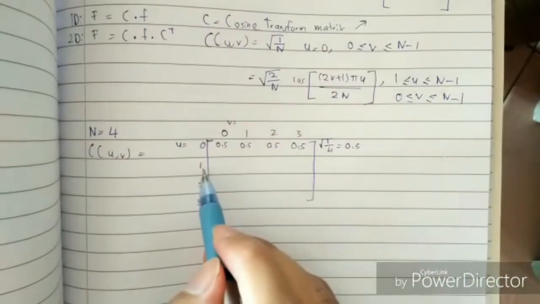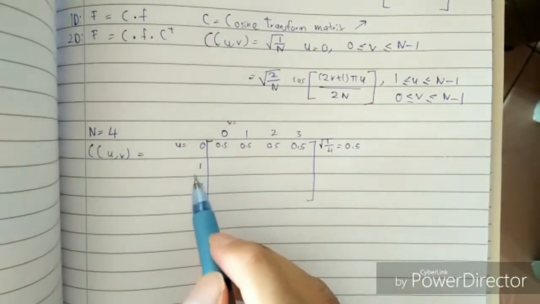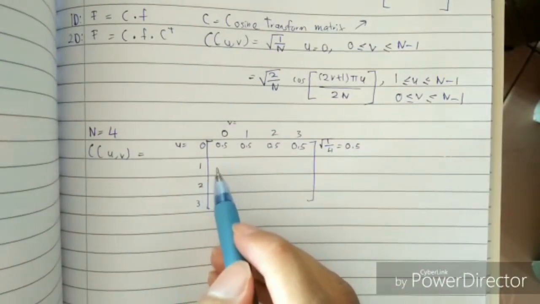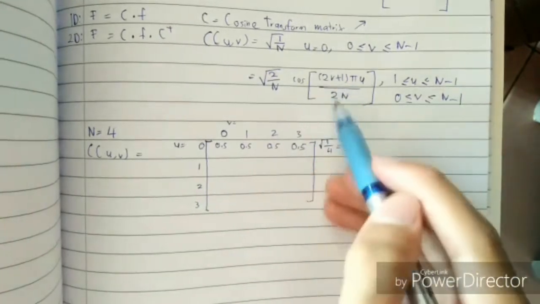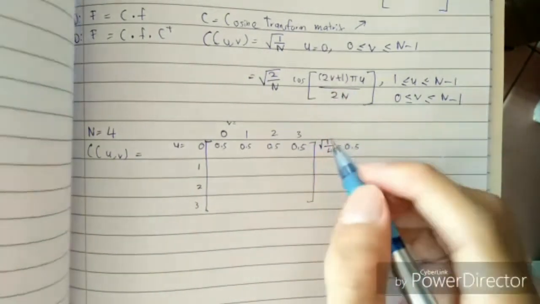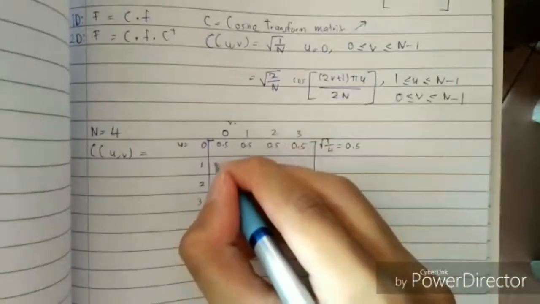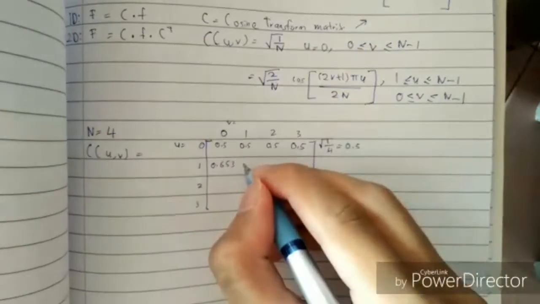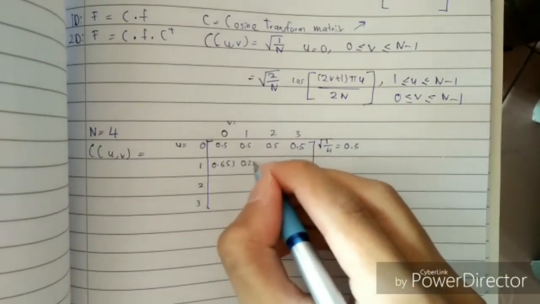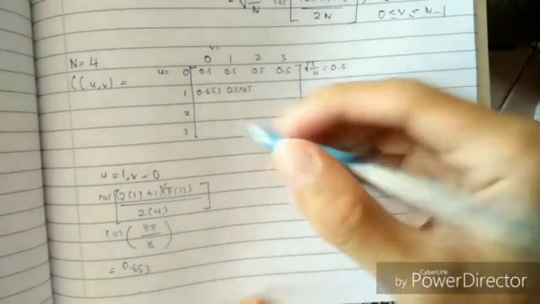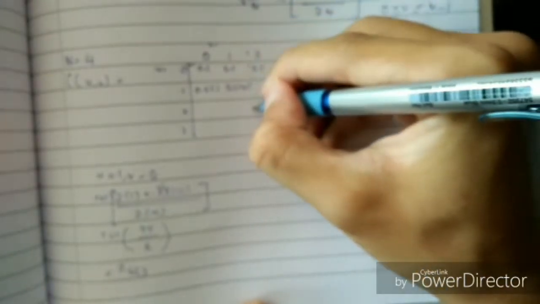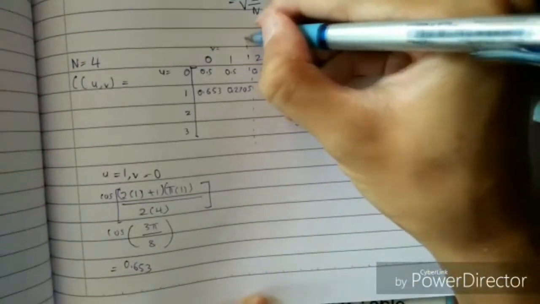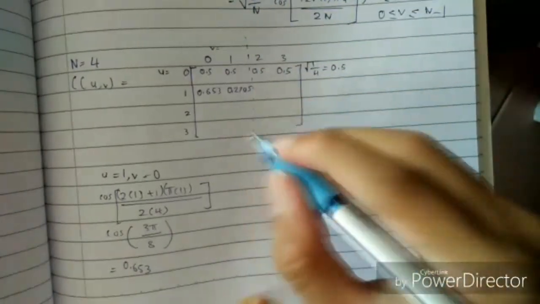Next, for row 1, we search the value for the matrix by using the second formula here. So we will get 0.653 and 0.2705. Get these values, then draw a line between 0 1 and 2 3 like this, because there will be a trick to do this matrix easily.